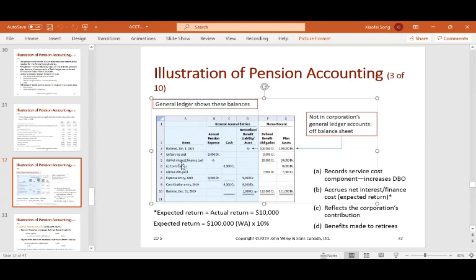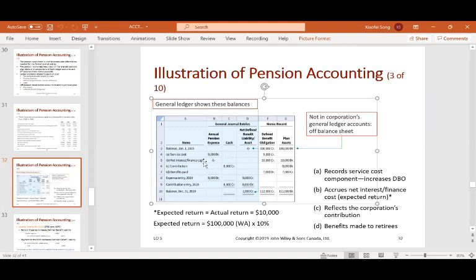So the first one is the service cost incurred during the year. That will increase the defined benefit obligation because that's benefit earned by the employee, and that also increases the expense. Remember, we said the items that affect expense will be all the items that affect the plan assets and the DBO, except benefit paid. So the first one increases this.